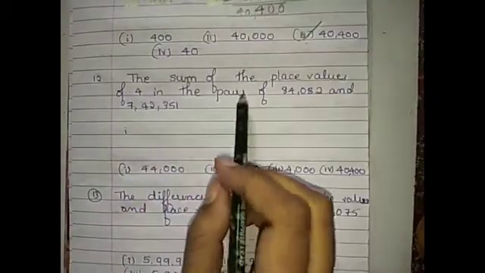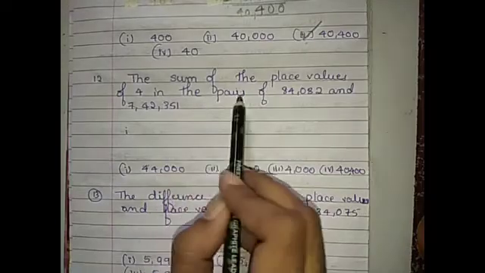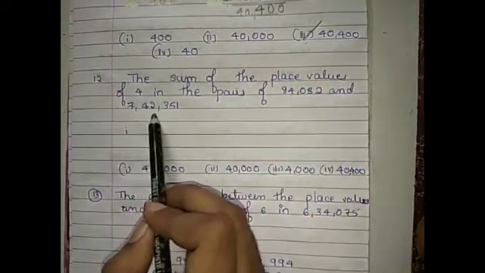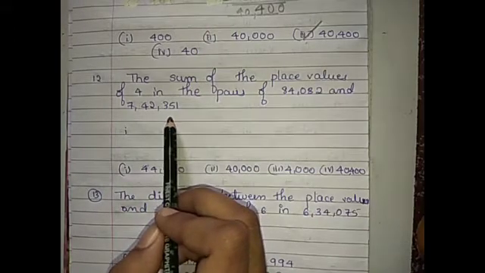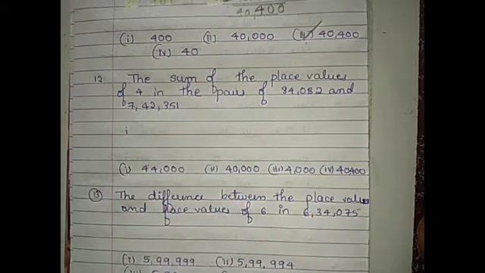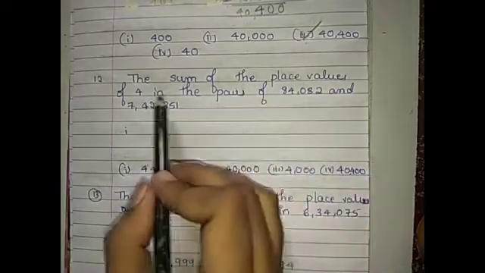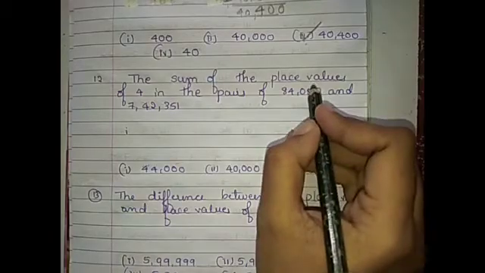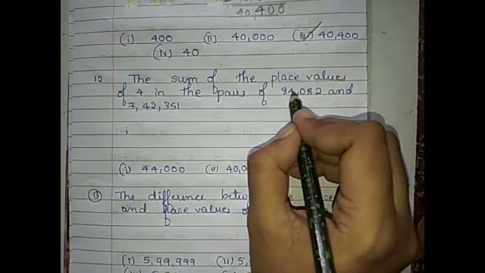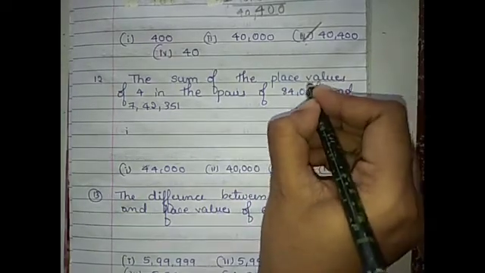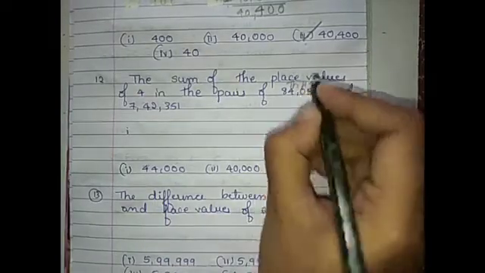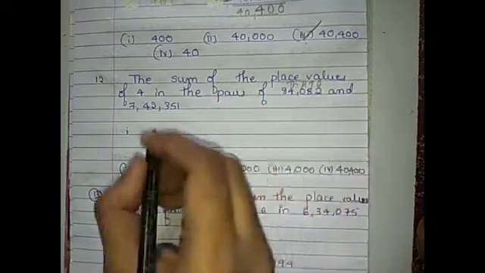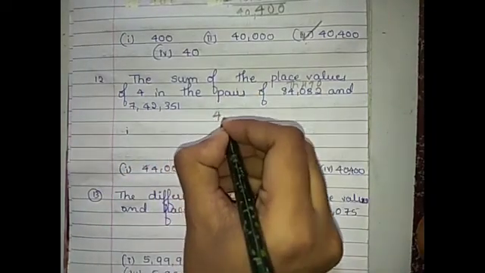12th one. The sum of the place values of 4 in the pairs of 84,082 and 7,42,351. So first we have to find out place value of 4 in 84,082. So first we need to identify the position of 4. Ones, tens, 100, 1000. In this number 4 is at 1000 place. So the place value of 4 is 4,000.